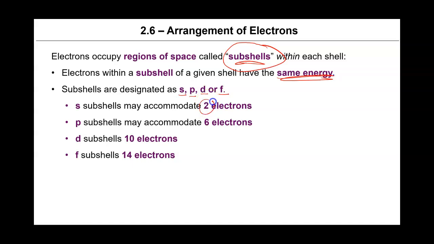s subshells are the smallest and can contain 2 electrons. p subshells are bigger and can contain 6 electrons. d subshells can contain 10 electrons, and the largest subshell is the f subshell, and that can hold 14 electrons.